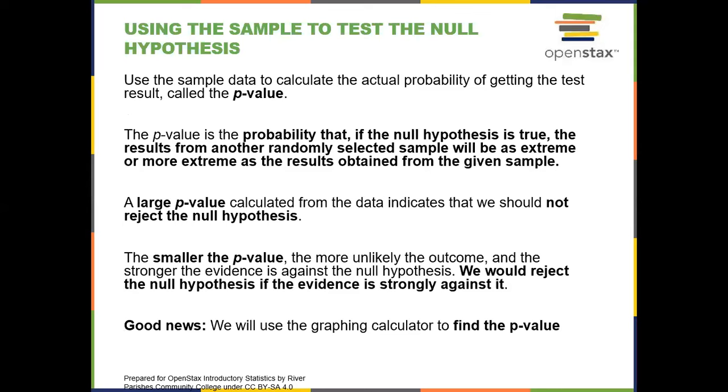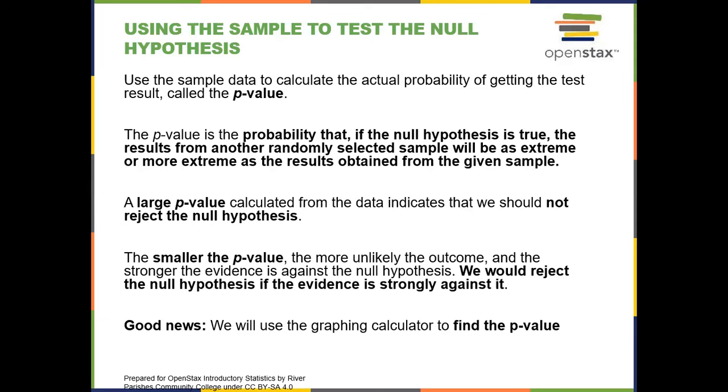Use the sample data to calculate the actual probability of getting the test result, also called the test statistic. Remember, a statistic is a characteristic of the sample. So the test statistic is a characteristic of the sample that we have collected. We calculate that from the calculator, and then we calculate a p-value.